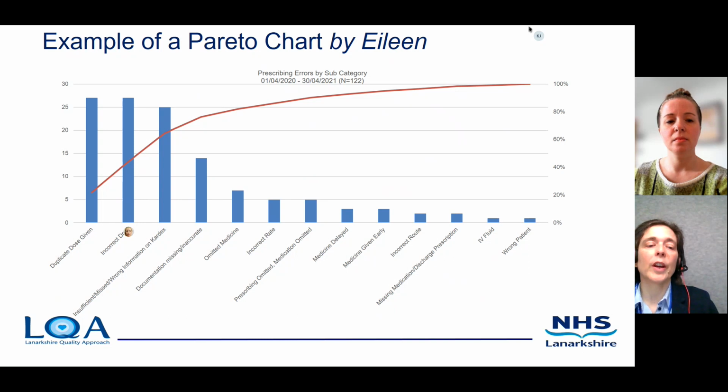Because they found these results in the data, they could focus their energies on looking at duplicate doses being given. The wrong patient being given a medication was one of the smallest errors, so that wasn't something to focus on. Rather, focus on duplicate dose or incorrect drug being given. So it really helps you identify where to focus your energy.